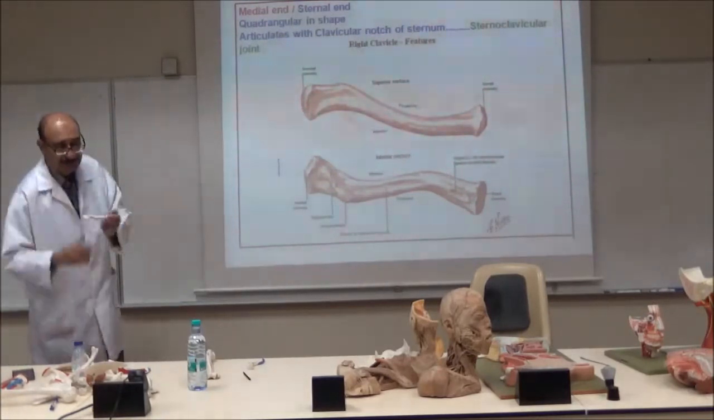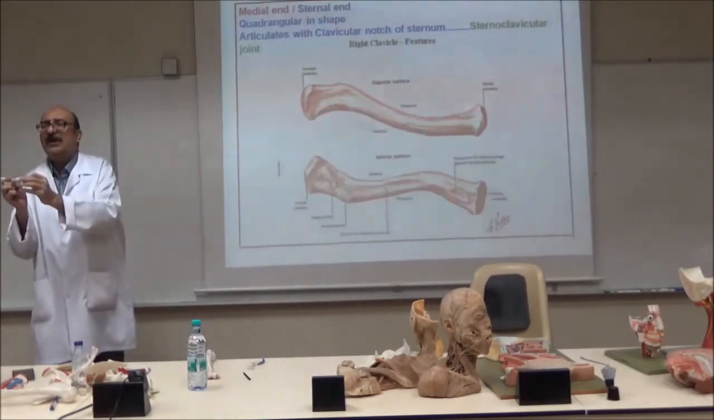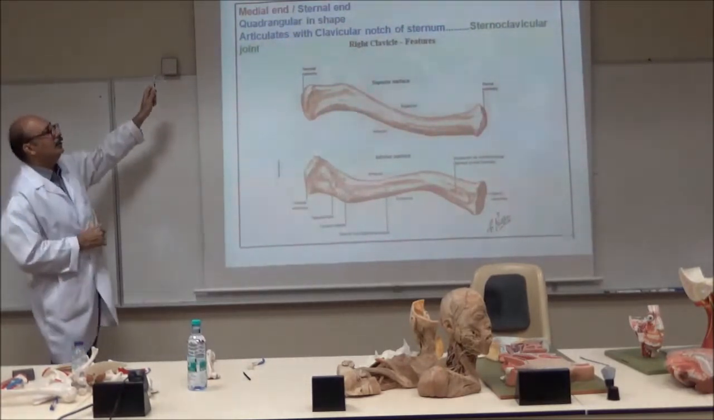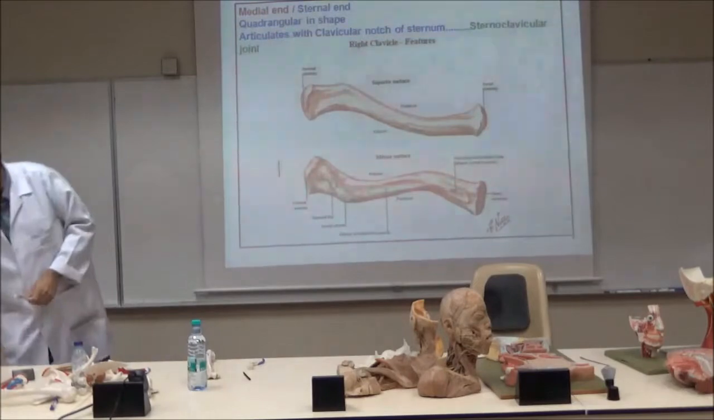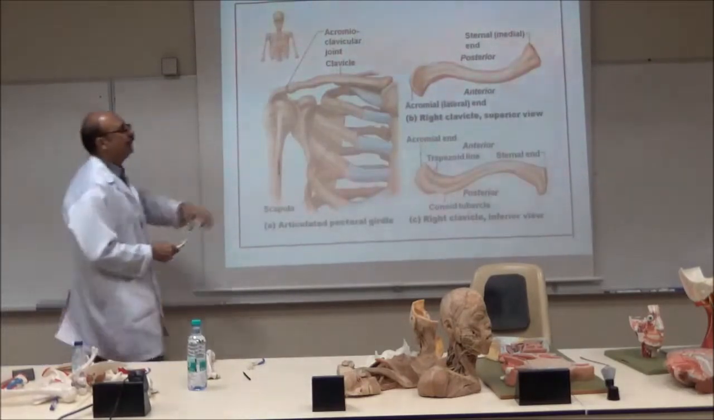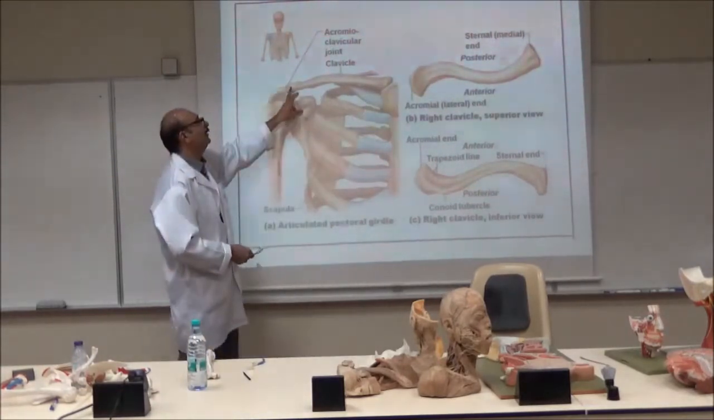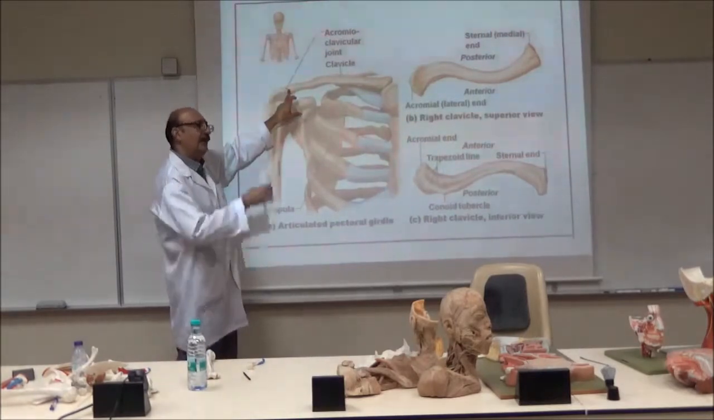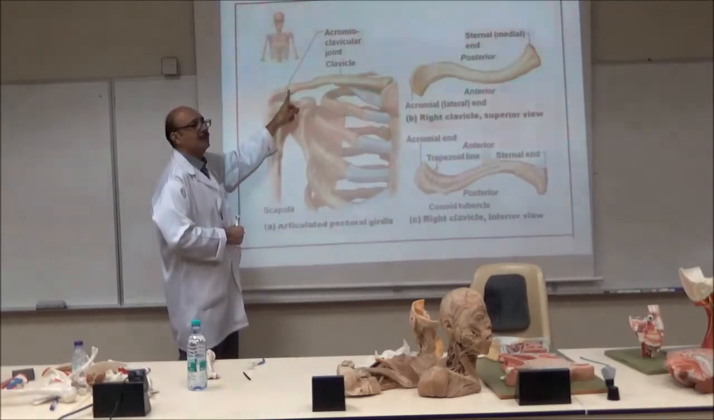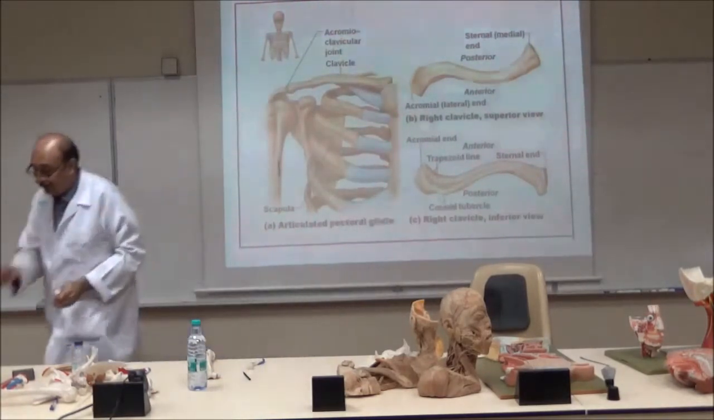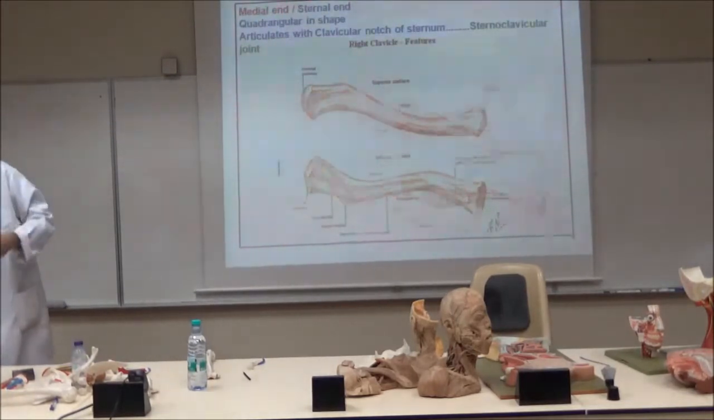The medial end is stronger, it's quadrangular, and it is also named the sternal end. Quadrangular in shape, it articulates with the clavicular notch of the sternum to make the sternoclavicular joint. I told you earlier, this is the sternum, here is the sternoclavicular joint. Here is the acromioclavicular joint. Clavicle has the acromial facet and the acromion process is on the scapula, so the acromioclavicular joint is here. Good? Understanding? If any difficulty, please raise the hand and stop the camera. Then I will give you some stories.